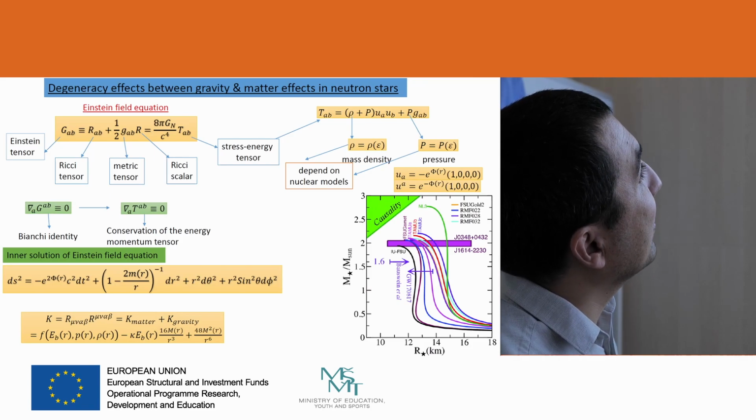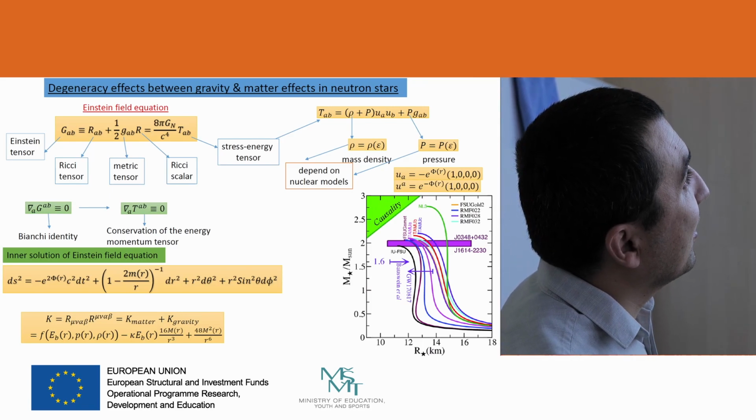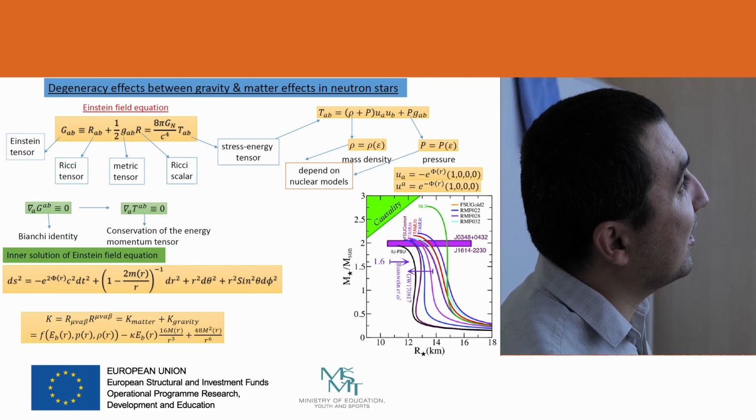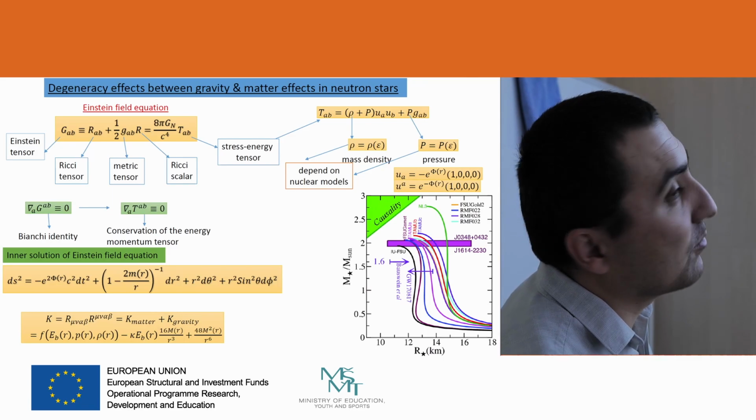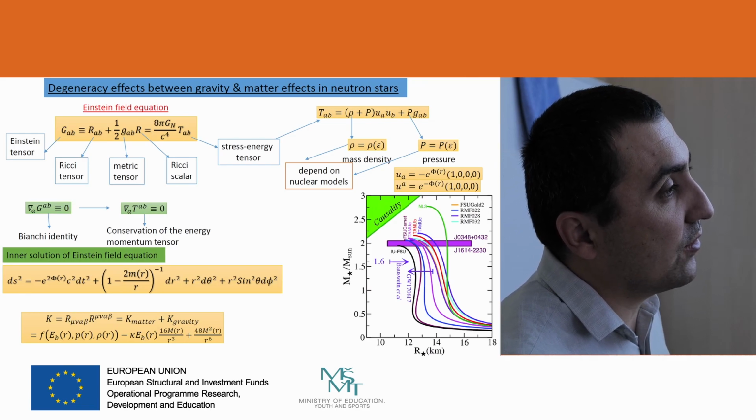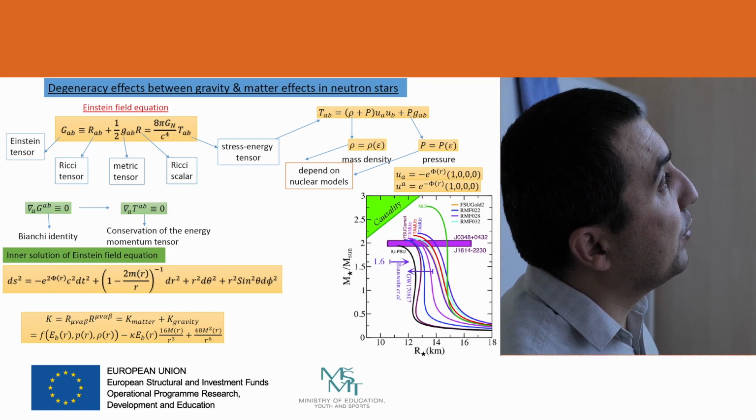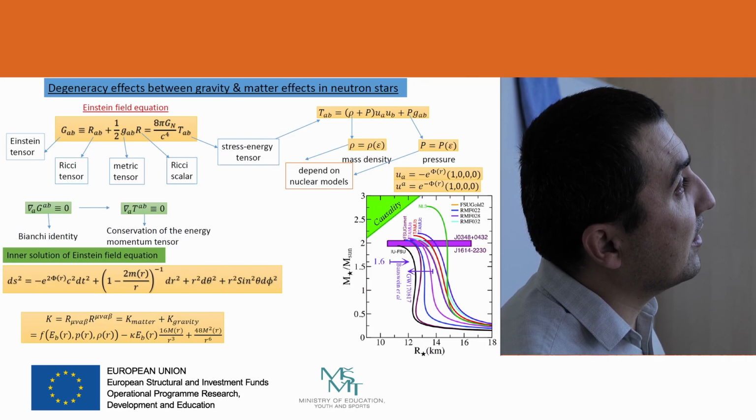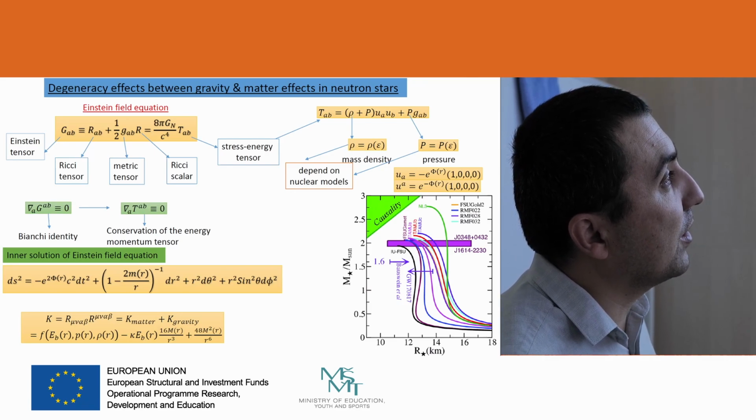For example, here I show the Einstein field equation, which is responsible for the space-time curvature, and on the right-hand side we see the matter of the star. It is reasonable because a denser star can influence the space-time. Here rho and P are the mass density and the pressure of the interior of the star. It is purely model dependent.